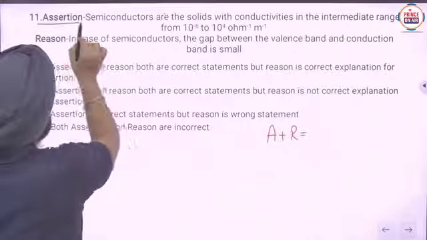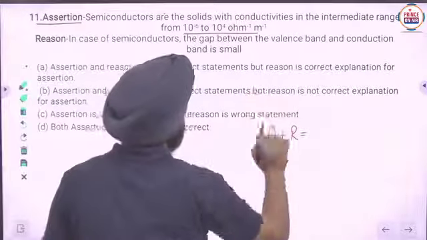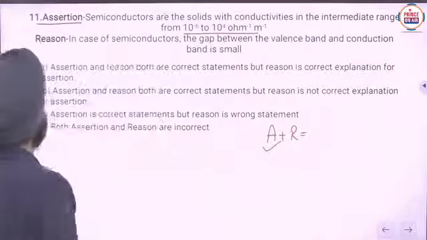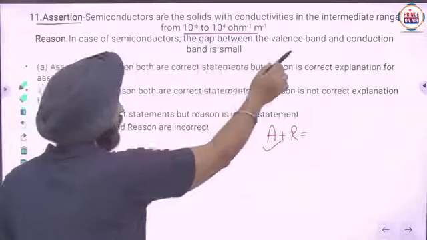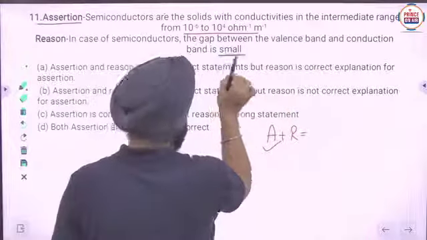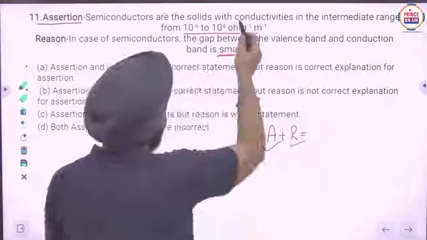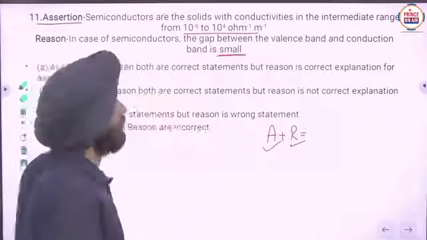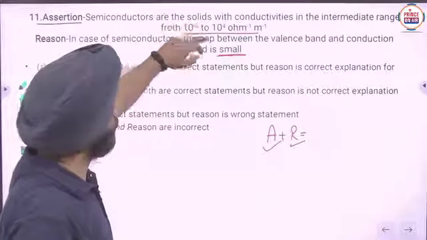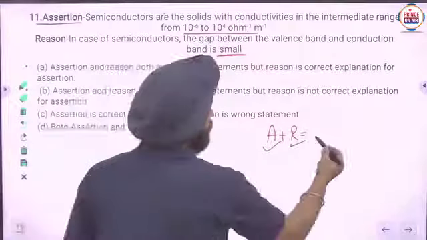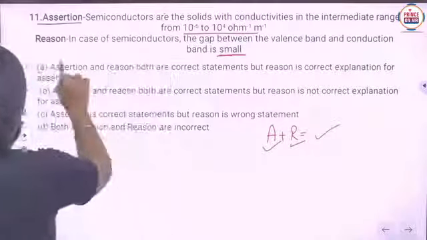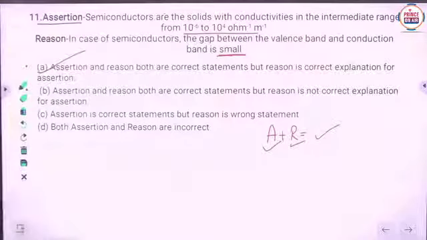Now the assertion is about semiconductors, the range is the same, so the assertion is right here. In case of semiconductors, the gap between the valence band and the conduction band is small. Yes, it is also correct, and both are related because their conductivity is due to the valence band, you can say. So that is also right. Option A will be the correct one if both are correct. Clear? Next question we can do.